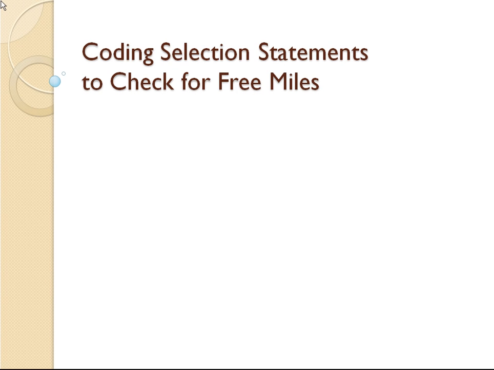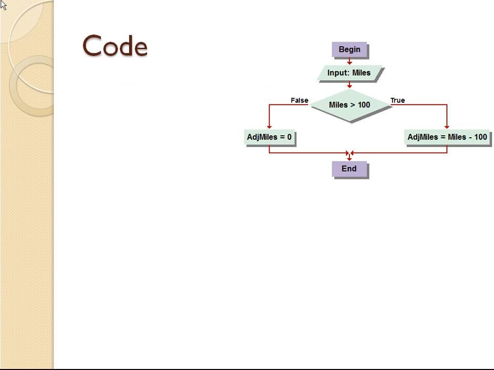And now we need to make the step from coding flowcharts and Excel statements to actually coding pseudocode, if you will, that will then lead us into coding for programs. Let's take the free miles concept first. Remember that the flowchart looked like this. I think I'm going to actually do it two different ways.